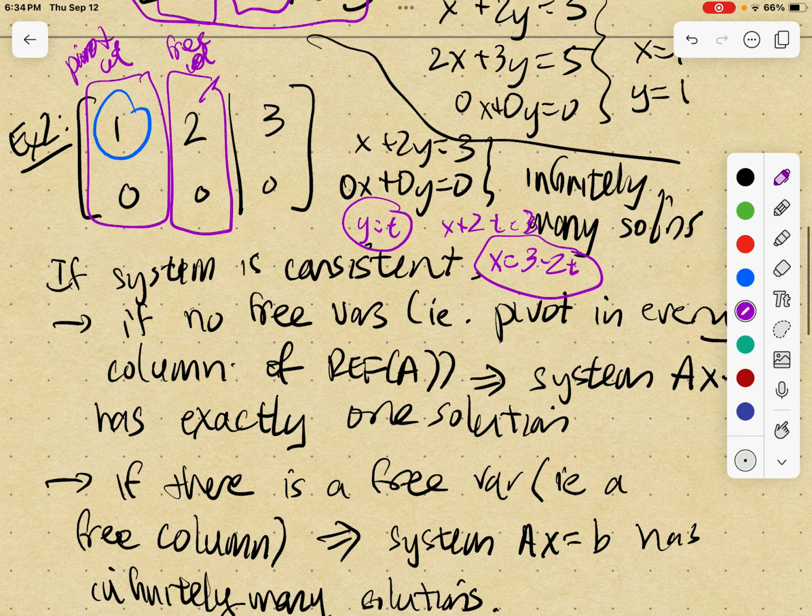Okay, I hope that clarifies how to tell how many solutions a system of equations has, and how to use the echelon form to figure that out.